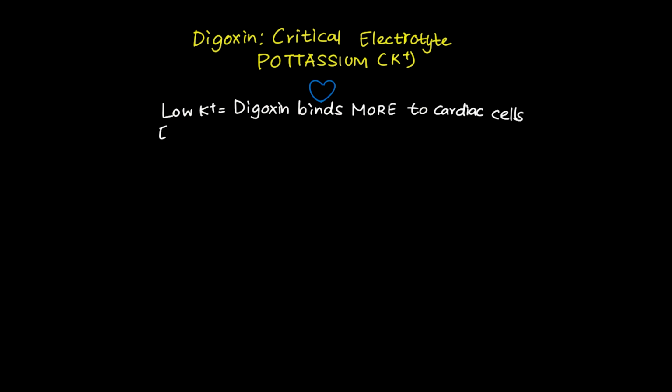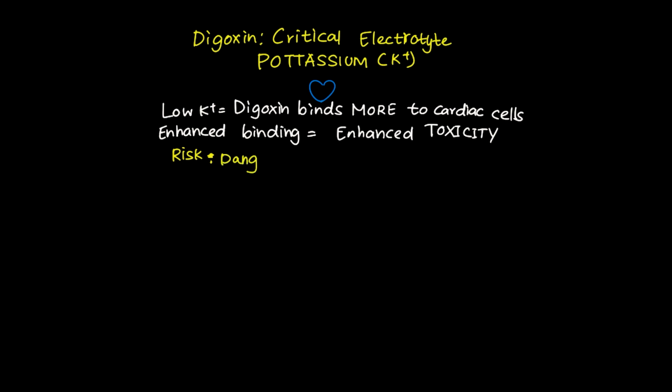When potassium drops low, digoxin binds to that pump even more strongly. The result is enhanced drug effect, which sounds good until you realize that enhanced effect means enhanced toxicity. Hypokalemia and digoxin together create a perfect storm for dangerous cardiac arrhythmias.